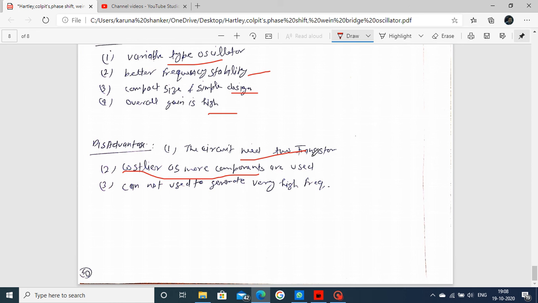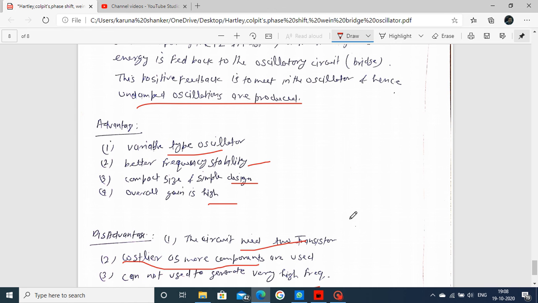This is one of the disadvantages, and it is costlier as more components are used. Here in the Wien bridge oscillator, 2 transistors are used, that's why it is costlier. It cannot be used to generate very high frequency. Generally, the RC phase shift oscillator and the Wien bridge oscillator are both audio frequency oscillators, meaning we generate a particular frequency in the audio frequency range. These are the topics of your oscillator.